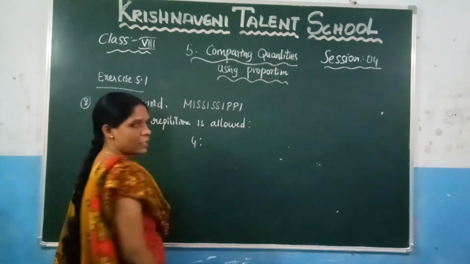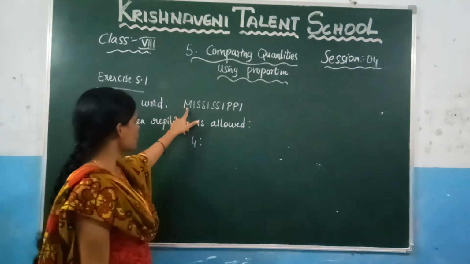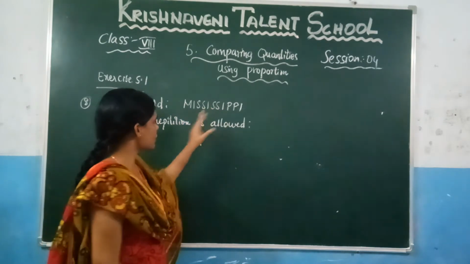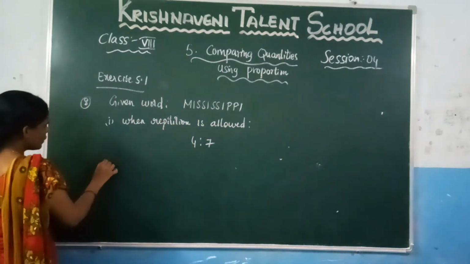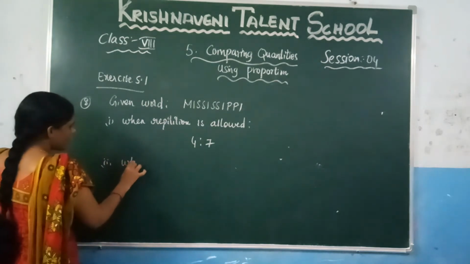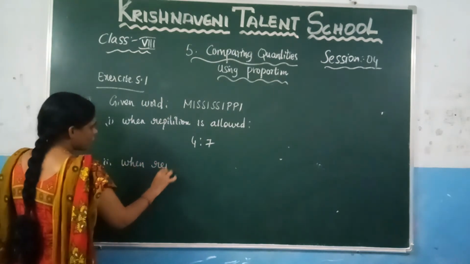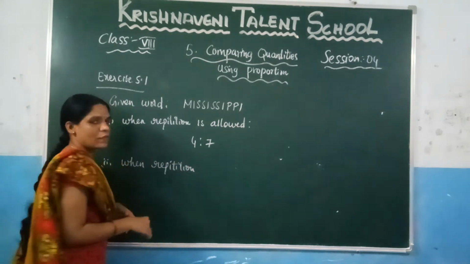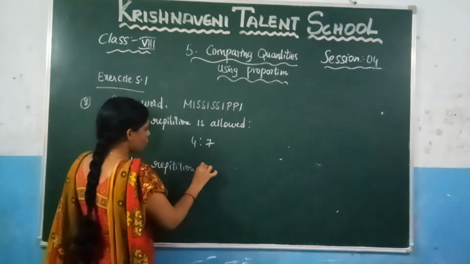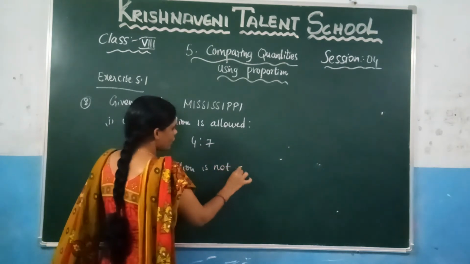And what are the number of consonants? 1, 2, 3, 4, 5, 6, 7. So the ratio is 4:7. Now the second one, when the repetition is not allowed. That means you need to consider one letter only once. If it is repeating again and again, you still need to consider it only once.